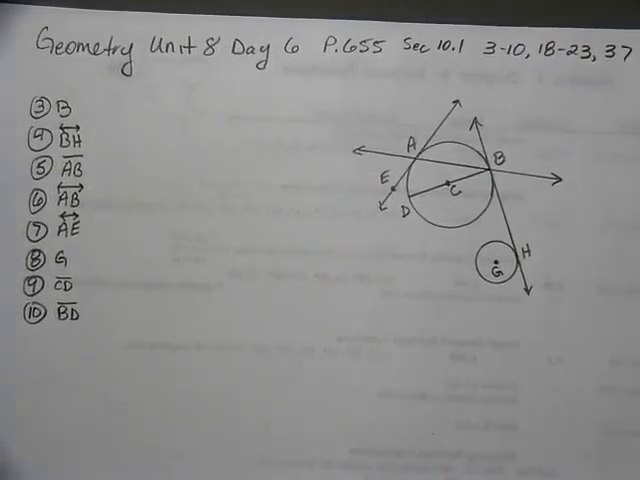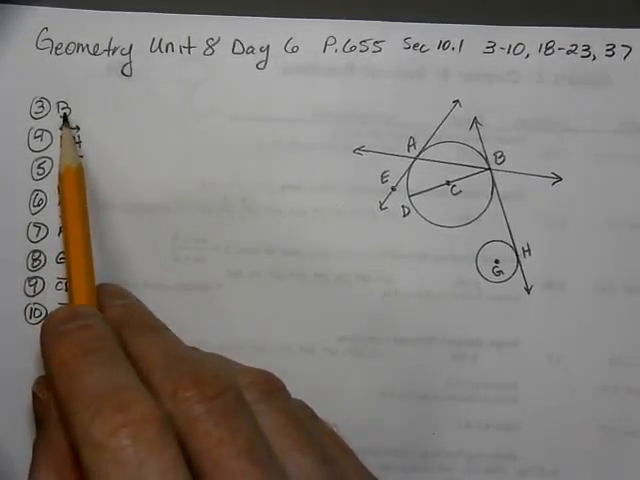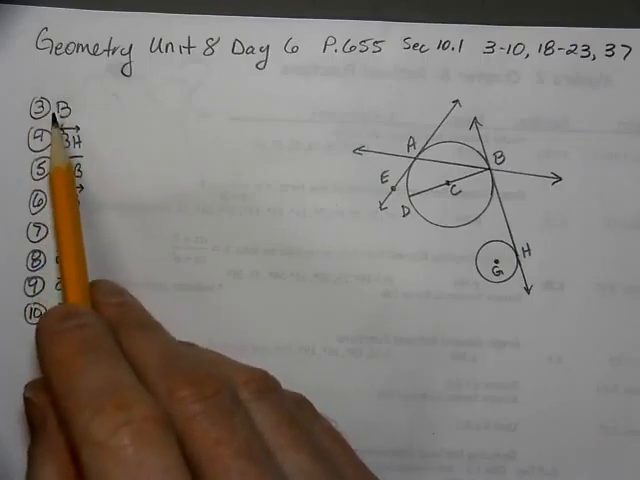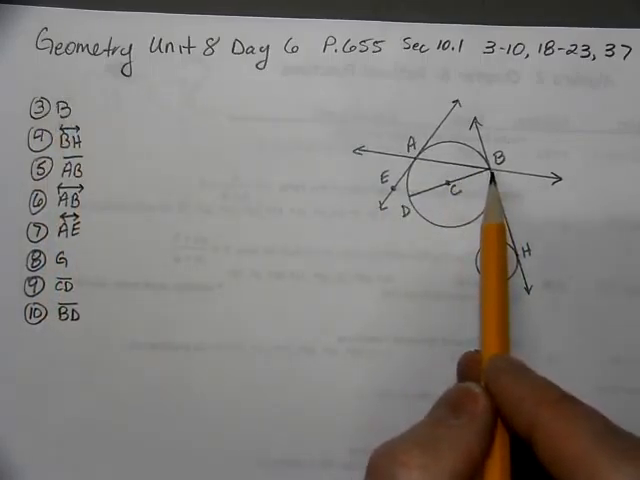This is Geometry, Unit 8, Day 6. This is page 655. We're looking at the different vocabs of circles. We're looking at point B. This B, there's no symbols around it, so we know it's point B. This would be point of tangency.